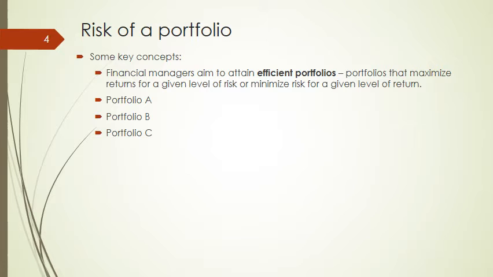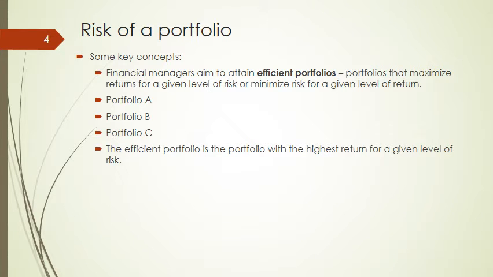So which portfolio is efficient in this instance? It is portfolio A. And the reason for that is, again, although all of them have the same level of risk, it is portfolio A that offers the highest level of return. So the efficient portfolio is a portfolio with the highest return for a given level of risk. Alternatively, it is the portfolio that minimizes risk for a given level of return. So let's say that portfolios A, B, and C each offer a return of 10%. However, portfolio A has the lowest risk out of those three portfolios. Then portfolio A is the efficient portfolio.